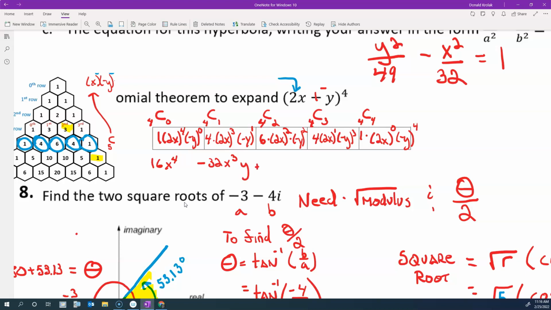plus 6 times 2 squared. 2 squared is 4. 4 times 6, 24 x squared y squared minus, because of that odd exponent on the negative y, 8xy cubed plus y to the 4th.